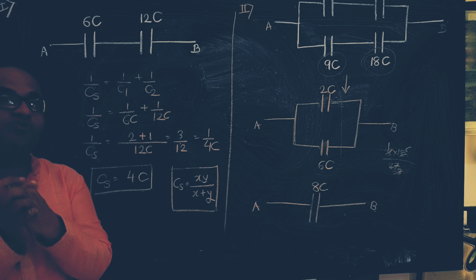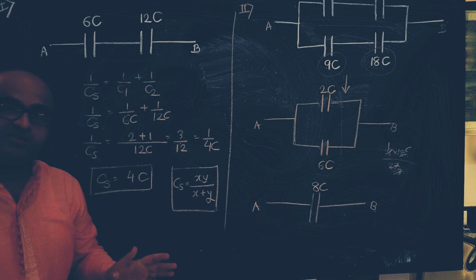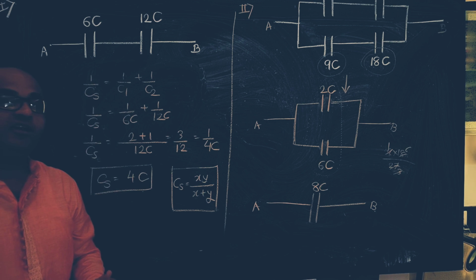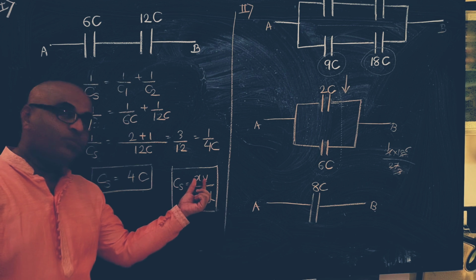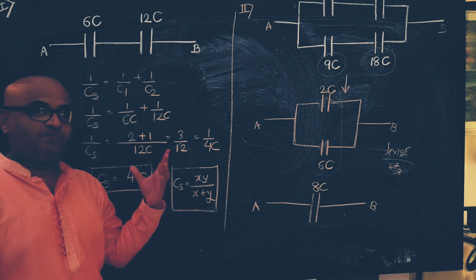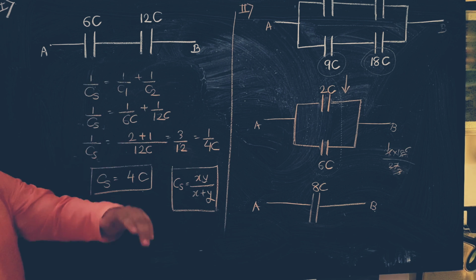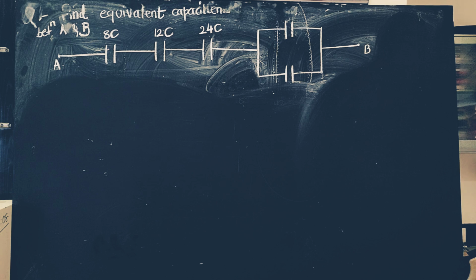Remember one thing, when two capacitors are connected in series, equivalent capacitance find out करने के लिए सबसे fast मेथड क्या है? Divide the product by its sum. Got it? Please write down this in your notebook. Moving on to the next problem.